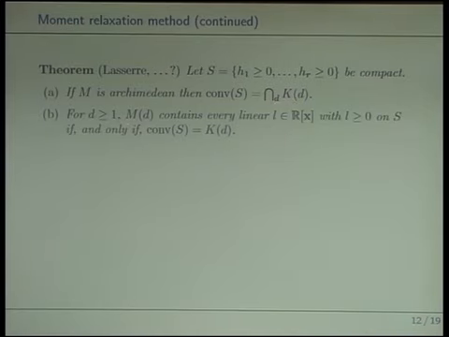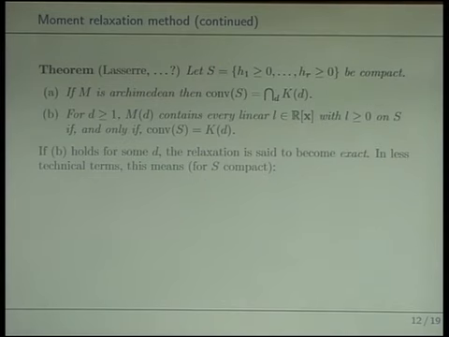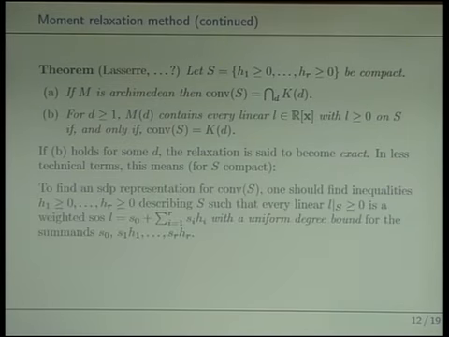And the situation is even better under an additional condition. So S is still compact, and the condition is that this M_d, the quadratic module with bounded degrees on the summands, contains every linear polynomial that is non-negative on S. If this is satisfied for some d, then the projected spectrahedron K_d that we constructed on the slide before is equal to the convex hull. So in this case, conv S is certainly an SDP set. The terminology is that the relaxation is exact, or is becoming exact, in this favorable case B.